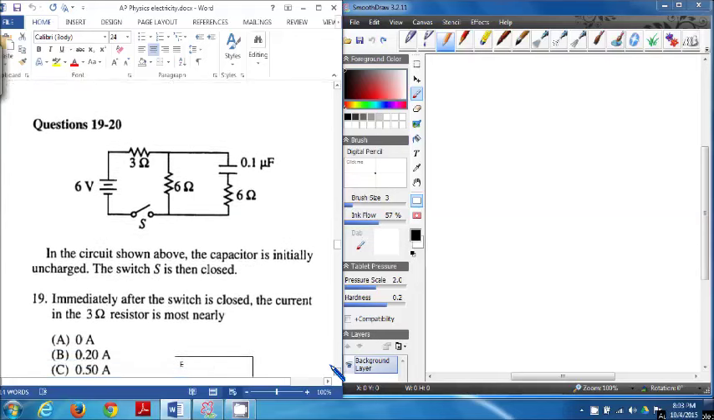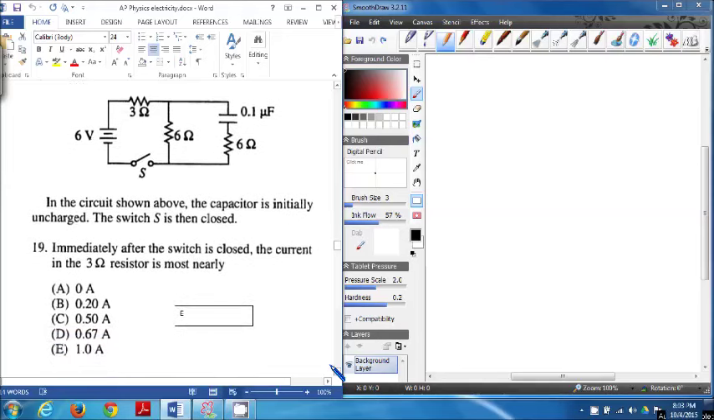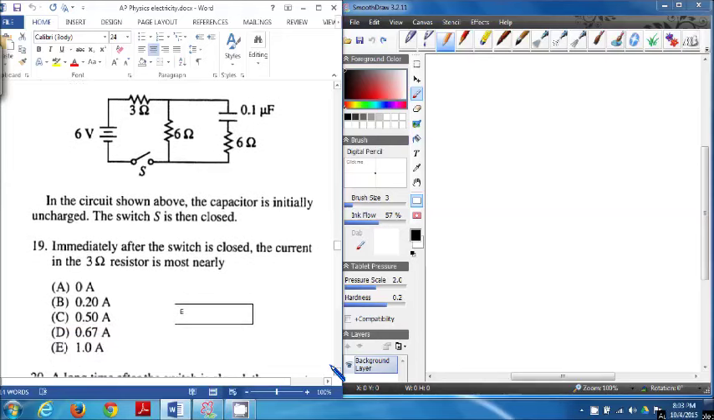In the circuit shown above, the capacitor is initially uncharged. The switch S is then closed. Immediately after the switch is closed, the current in the 3 ohm resistor is most nearly? So immediately after the switch is closed, the current flows in the entire circuit. Because the capacitor is not charged, the current will flow like this.